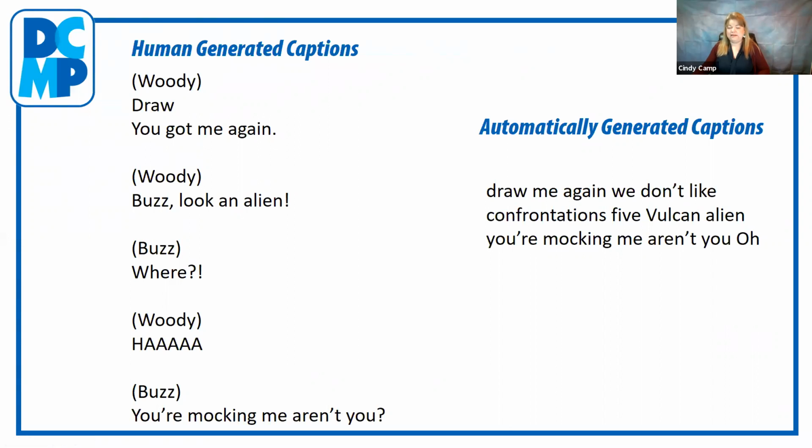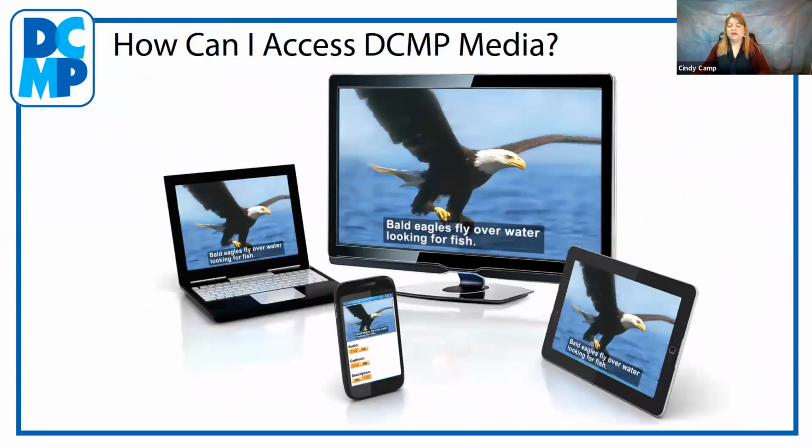And DCMP does that. We have some of the only published and researched captioning guidelines. Those are freely available to everyone on our website. You can go there and just search for captioning key and find them. But it's a really good way to, if you're doing any in-house captioning, to start and know what the guidelines are. So how can you access our media?